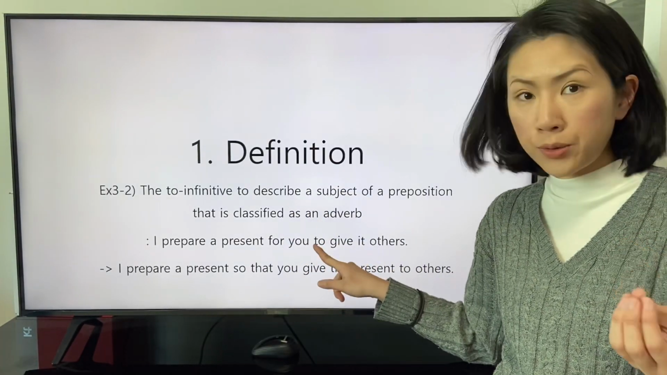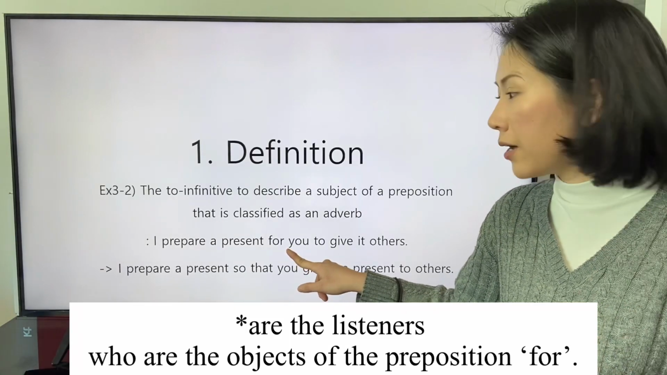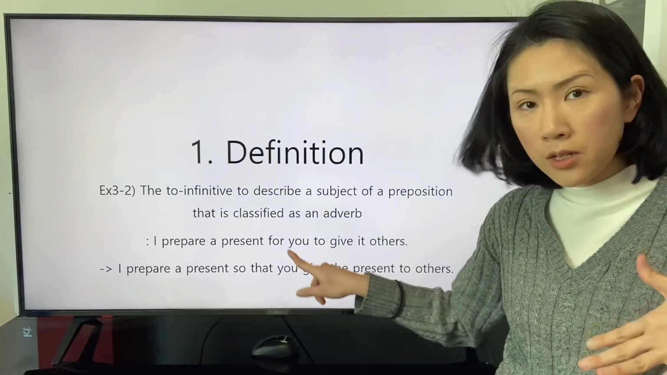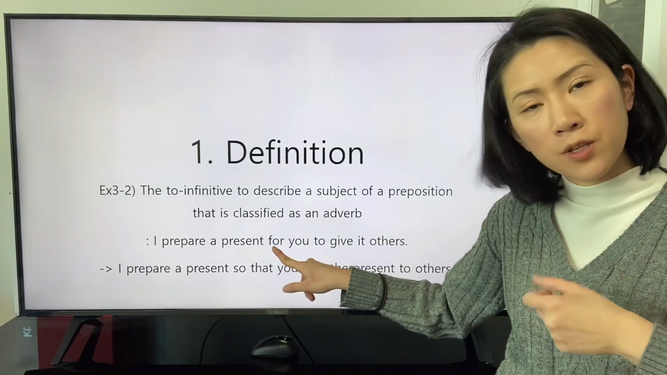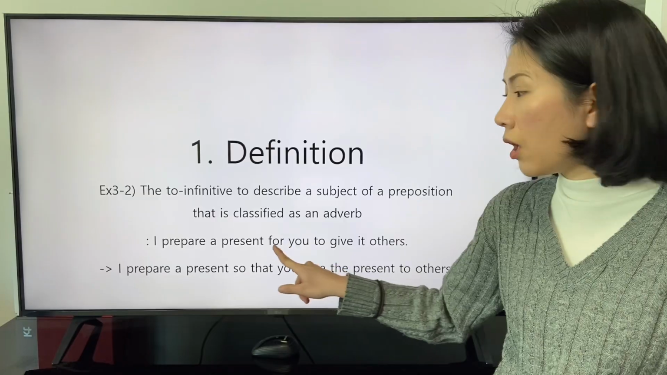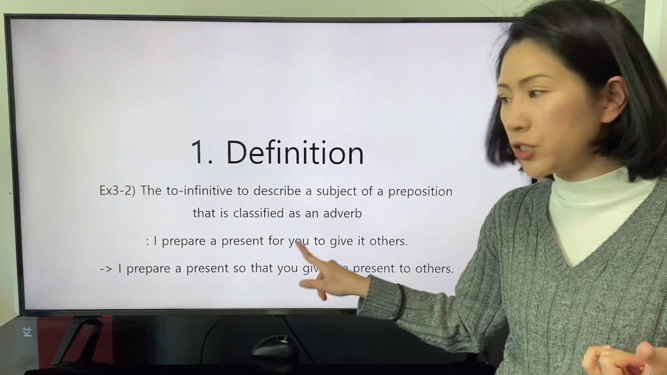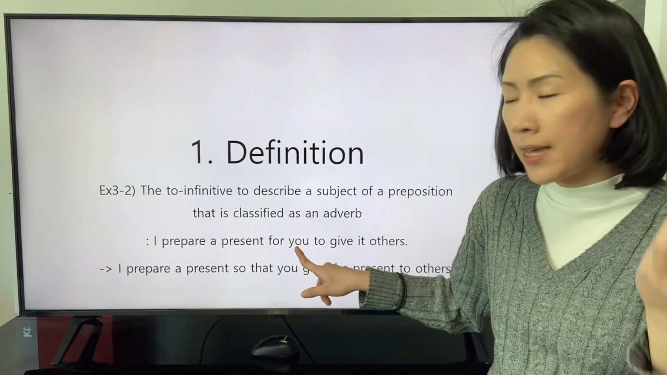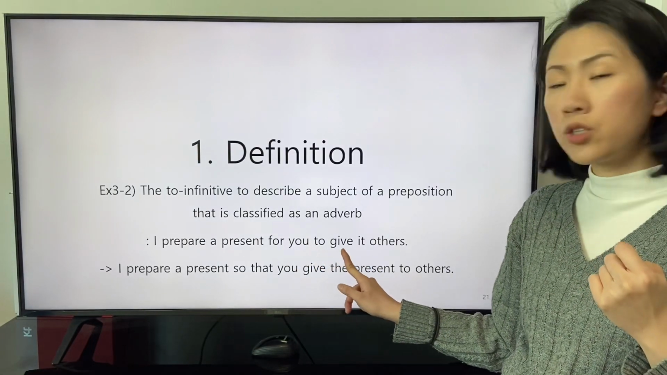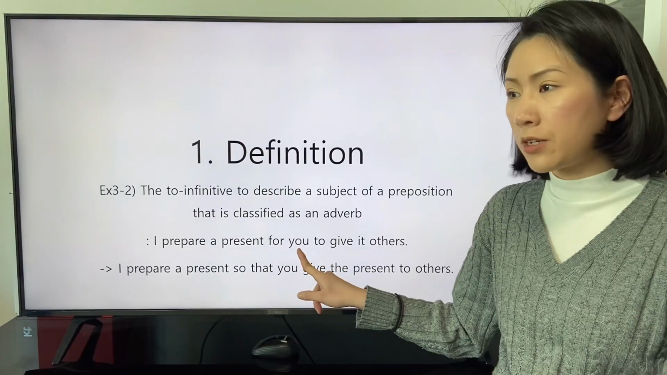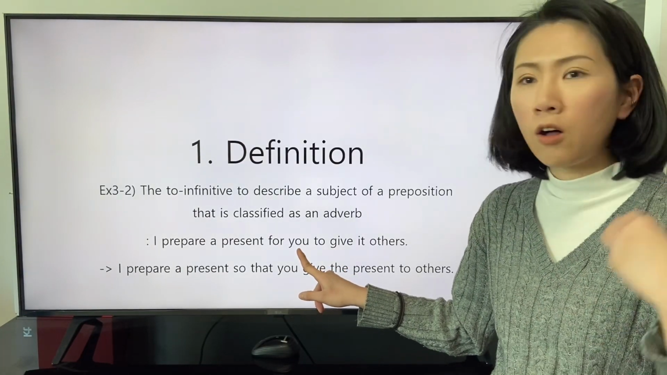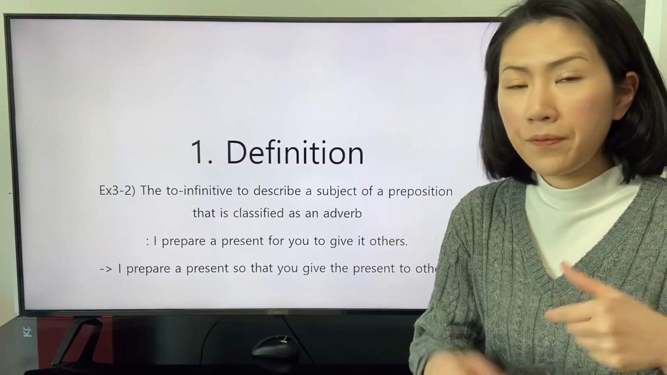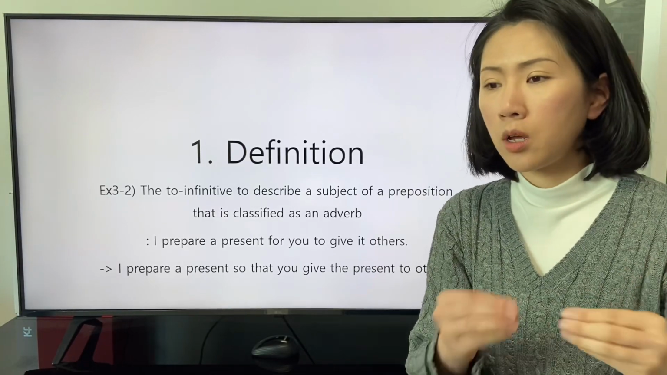Of the preposition to, the personal pronoun you is applied in this class as an object of the preposition for. The phrase of the preposition as a unit is classified to have the trait as an adverb. So the to-infinitive to give describes another part of an adverb. The preposition reveals the purpose of the subject.